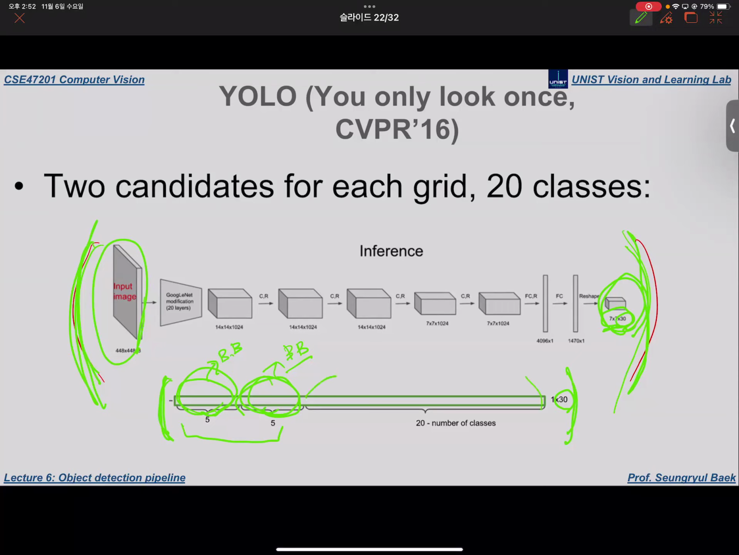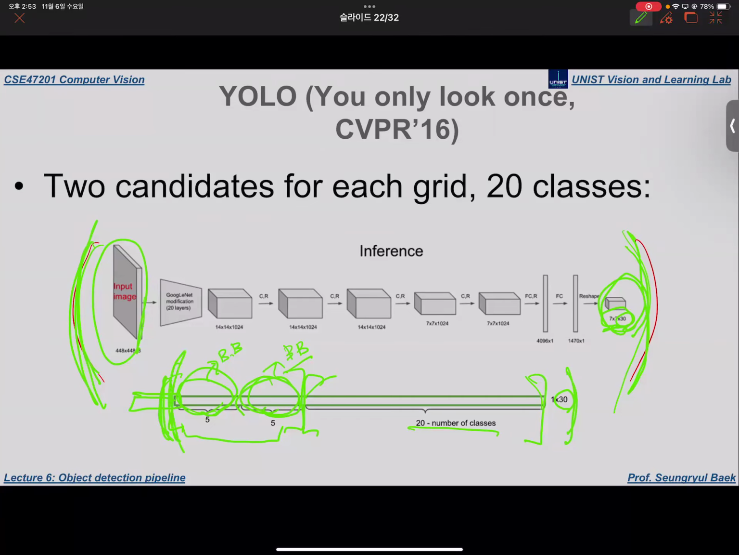And this part is 20 dimension because it has to coincide with the number of classes. If your application has, for example, 50 classes, then this part may have 50 dimension. Also, if you want to estimate 3 bounding boxes for each grid, then you can add one more 5 dimension in this whole vector. Are you guys following this?